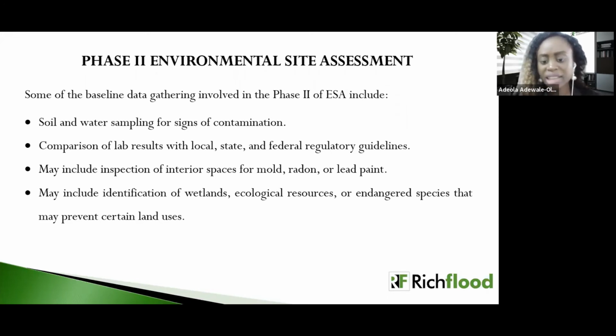So at this stage, there is quite a number of monitoring equipment that will be used for the phase 2 ESA, like the ground penetrating radar units, the survey equipment, the photo ionization detectors, the auger, the mud rotary, the push probes, and all of that. There are so many pieces of equipment that are going to be made use of during this phase 2 assessment. And now we'll go to the phase 3 assessment.